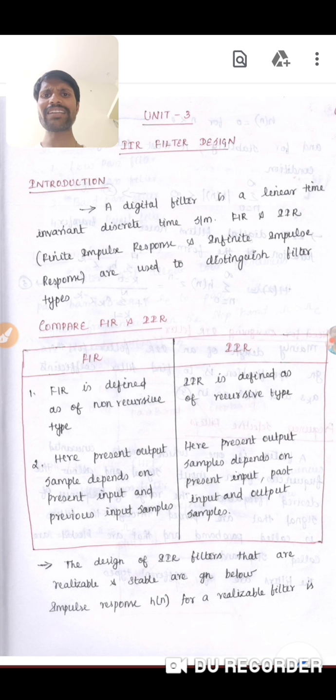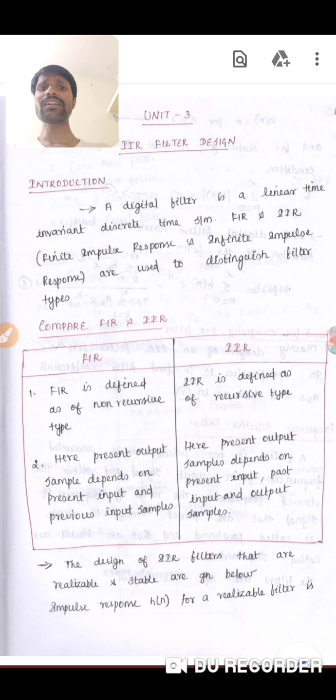I am going to take the classes for DSP, that is Digital Signal Processing, of third unit, that is IIR Filter Design. By the end of this unit, you must be able to design any digital IIR filter. A filter is nothing but something which allows only the desired components or desired frequencies and rejects all the unwanted frequencies. Here IIR refers to the infinite impulse response filters. Here filter is nothing but a digital filter.